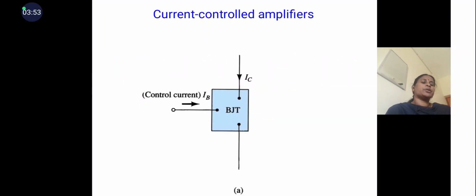Before entering into the JFET category, we have already discussed BJT. So what is a current controlled amplifier? The amplifier which uses current control devices is called a current controlled amplifier. BJT is a current control device because the output current of BJT is controlled by the input current. Hence this device is called a current control device, and the amplifier which uses current control devices is called a current controlled amplifier.